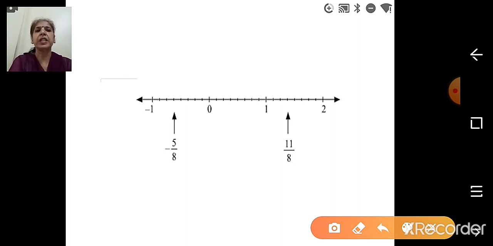Now 11 upon 8. After 0 count 1, 2, 3, 4, 5, 6, 7, 8, 9, 10, 11, which is your 11 upon 8. This is the way you are going to show the numbers on a number line. Similarly, negative 5 upon 8. On the negative side also we have divided each unit distance into how many parts? 8 parts. And which part are we going to take? The fifth part. So 1, 2, 3, 4, 5. These things you have to do neatly, children, and you will be able to do it.